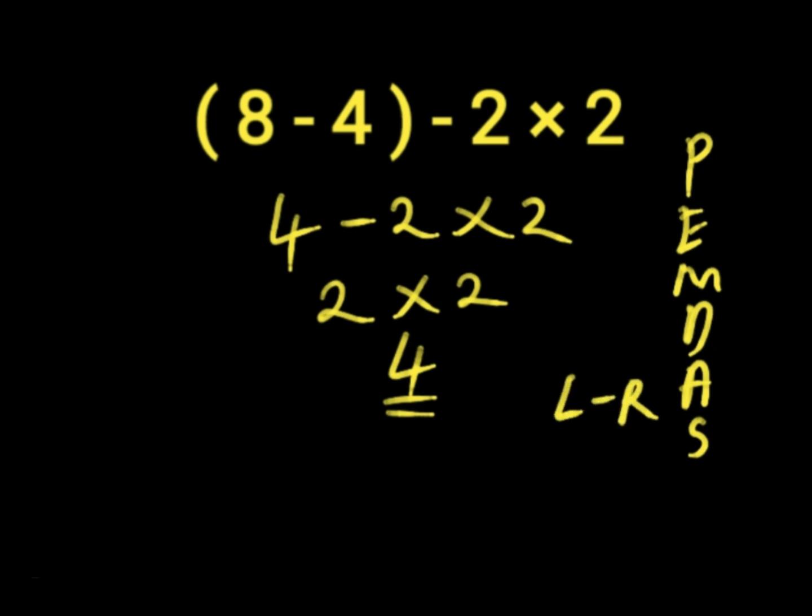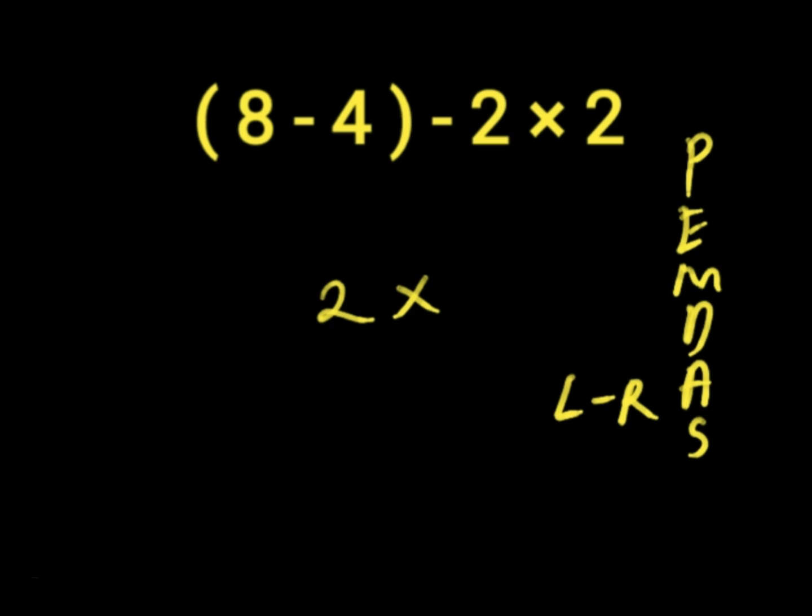So let's dive into the right answer to this expression. First of all, we solve our parenthesis, which is 8 minus 4. 8 minus 4 will give us 4. Then we minus it by 2 times 2. So first of all solve our 2 times 2 because multiplication comes first before subtraction. So we solve our multiplication first before subtraction.